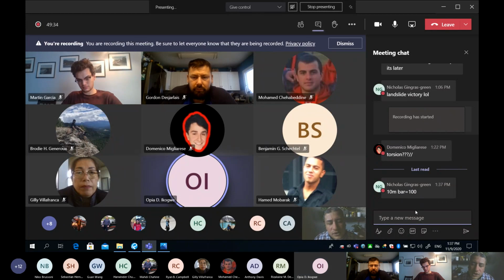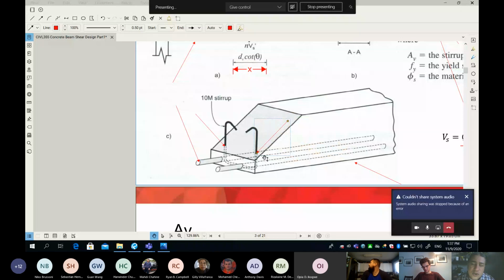The cross-section area of a 10M is 100 square millimeters. Okay, let me ask you guys. Let's go to here. If we were to fail this beam, are we tearing 100 millimeters squared or something else? You said A_V is only for one bar, right? No, I didn't say that until now. I didn't say what A_V is. I said that's the area of the stirrup.